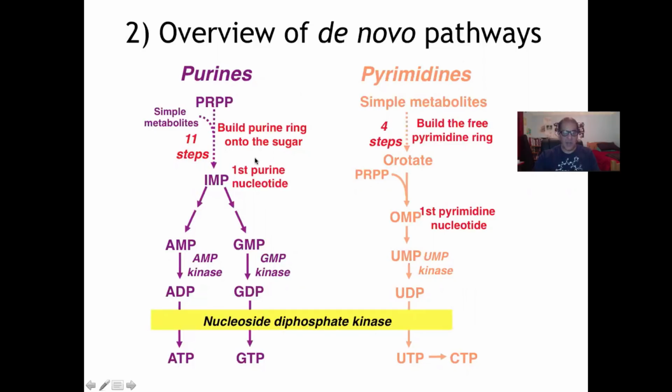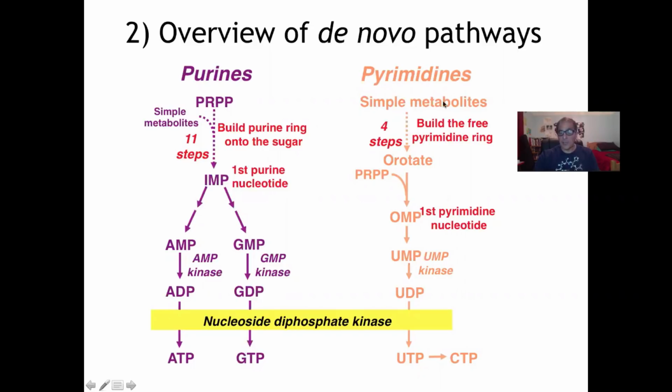The purine pathway then starts out with this activated form of ribose. We use simple metabolites then to build the purine ring right onto the ribose to produce then the first purine nucleotide synthesized in the de novo pathways, which is inosine monophosphate, or IMP. And then IMP is converted into ATP and GTP.